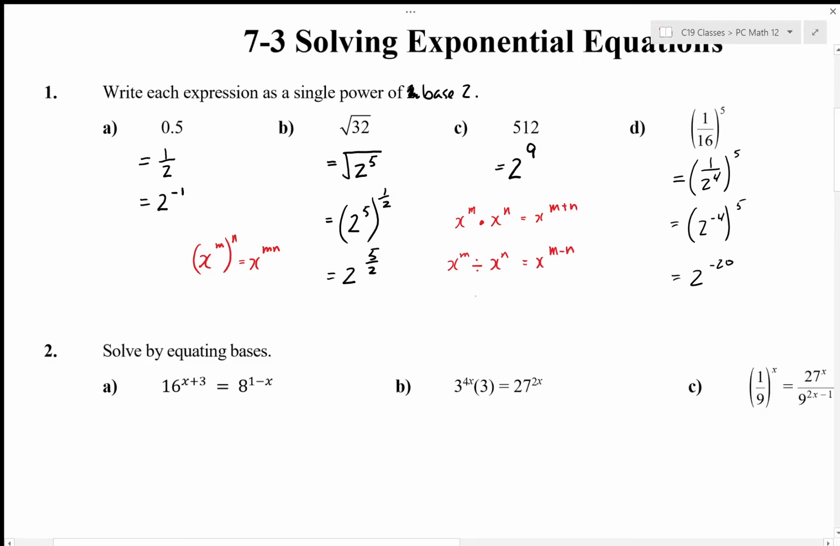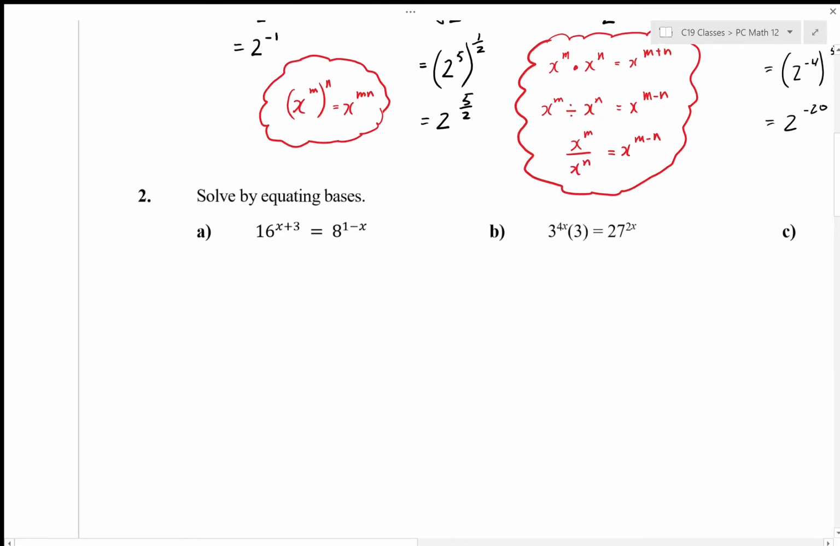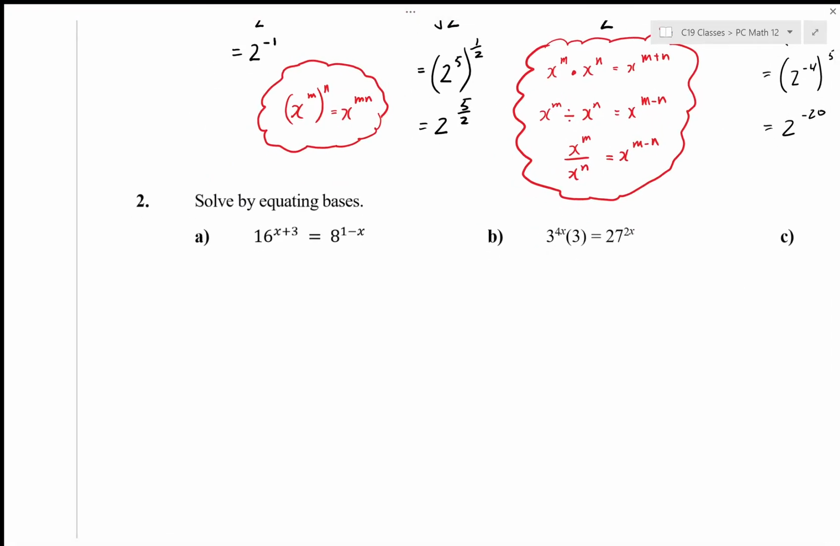Okay, but this could also be written as x to the power of m over x to the power of n, which is still division. So really we have these rules. These are the basic rules that we use for everything in exponent laws. And we have to use these when we're solving exponential equations. So let's have a look at this question here and see how we do.